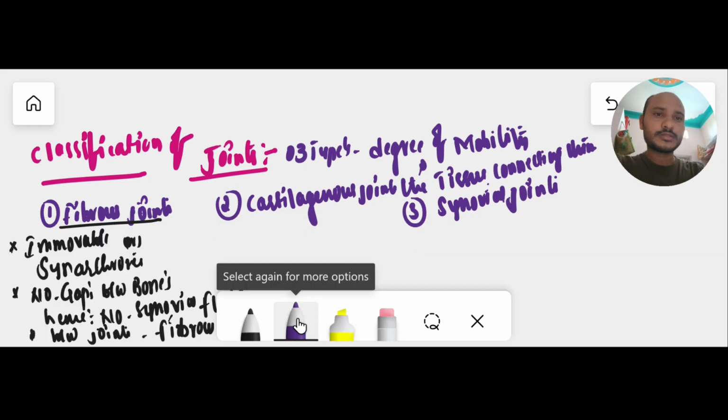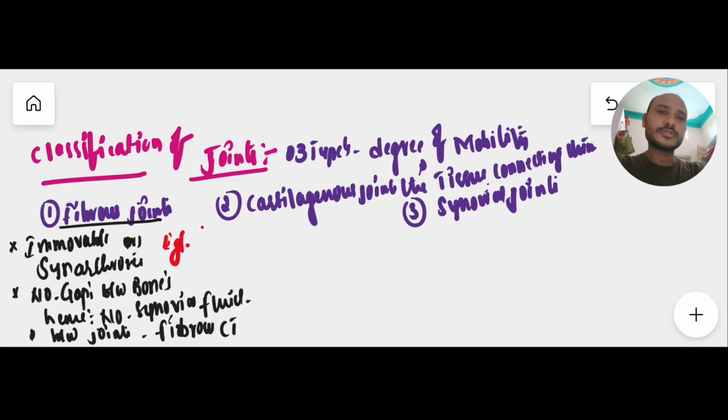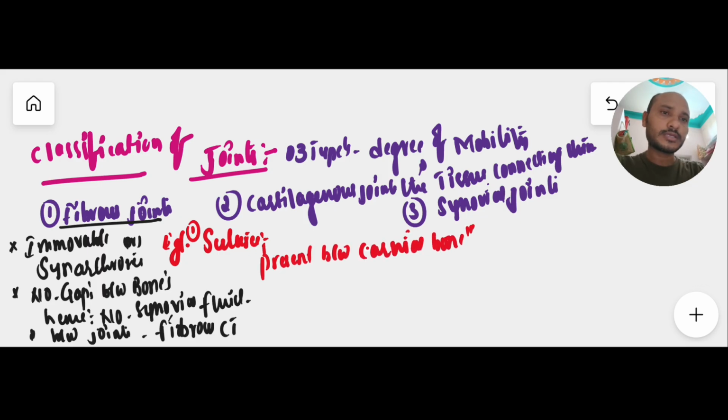Now we move on to various examples of fibrous joints. Here I am writing examples of fibrous joints. For example, sutures. These sutures are generally present between cranial bones. There are 8 cranial bones in the head region of the skull. Between cranial bones we see these sutures. These suture joints connect different bones in the cranium, like the frontal bone, parietal bones, temporal bones, and occipital bone. Between these bones there is no gap, and they are immovable. This type of joint is called sutures.